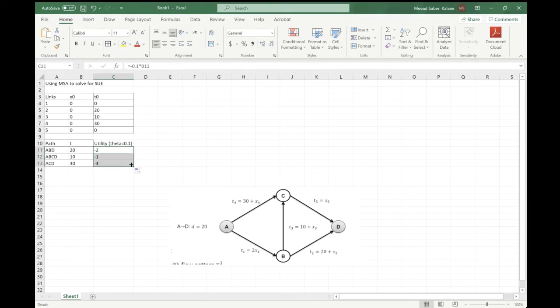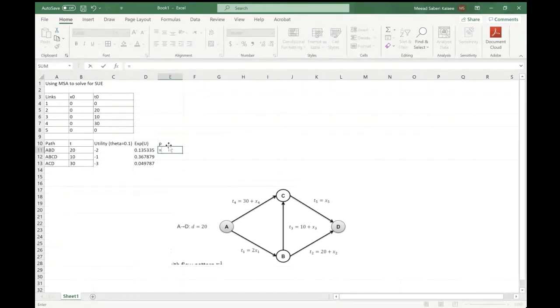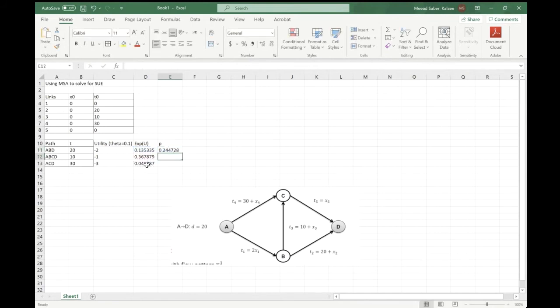Yes, and we can double check whether I'm doing it correctly. So I have the utility values, and then I need to calculate the exponential of the u just to be a little bit more clear. So I calculate the exponential values because I need it in the logit formula, right? So now I need the probability. So let's call them P. What would be the probability of path 1? It would be exponential of this utility divided by this exponential plus this exponential plus this exponential.